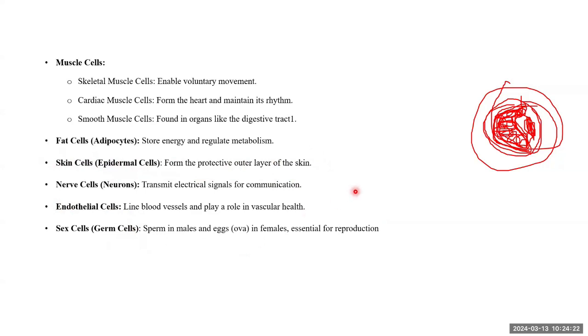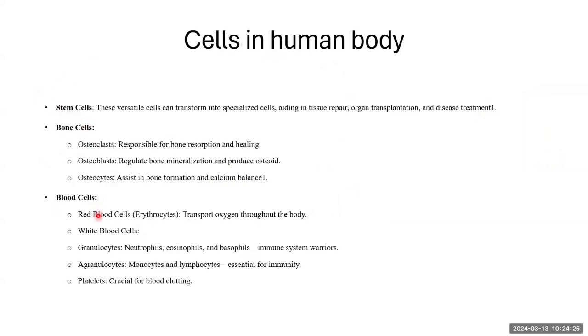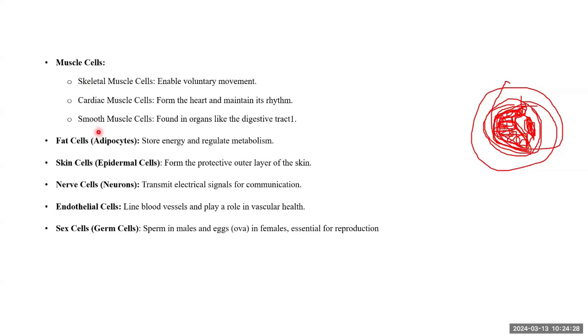One more thing, all the cells we discussed previously, like stem cells, bone cells, blood cells, muscle cells, fat cells, skin cells, nerve cells, endothelial cells, these different types of cells are diploid cells, which means they are proper, complete cells. Meanwhile, the germ cells are haploid cells, which means they contain half the chromosomes, each type of them. Whenever they fuse, they become whole.